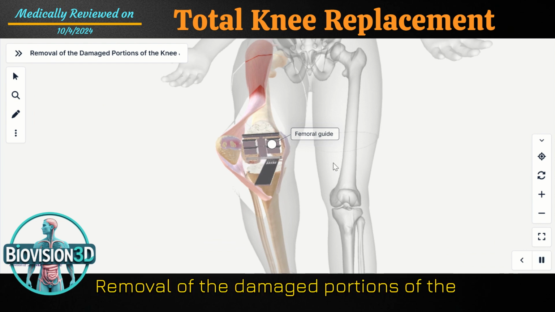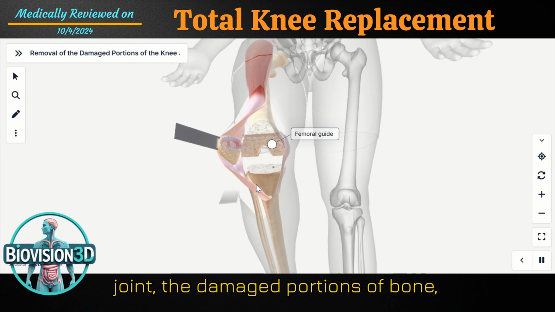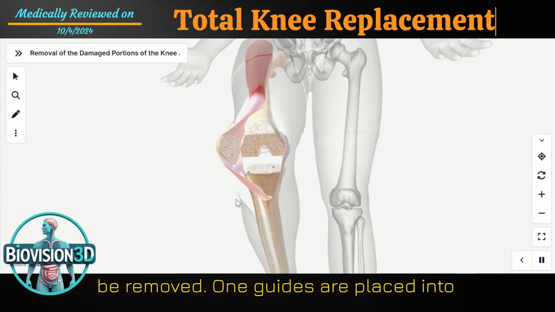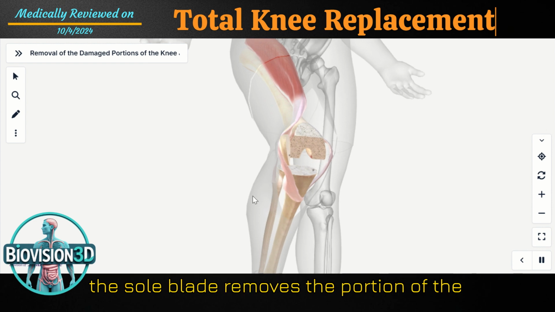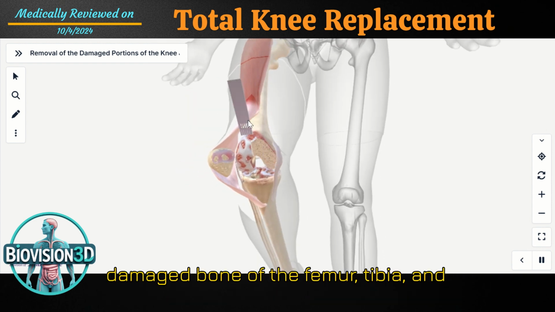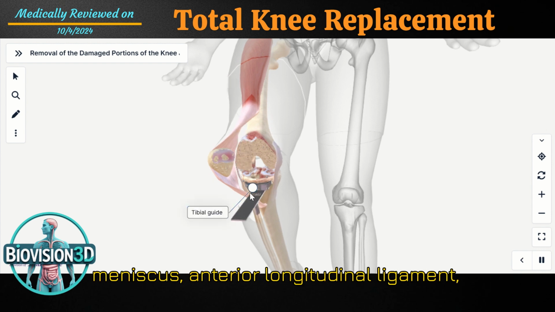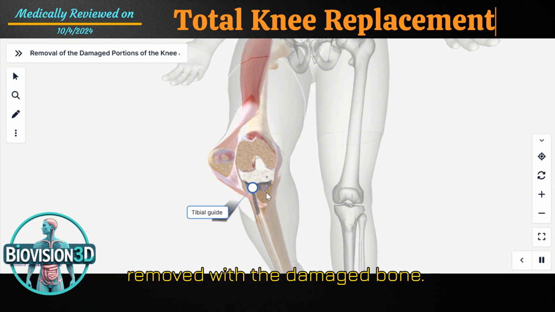Removal of the damaged portions of the knee joint. Before replacing the knee joint, the damaged portions of bone, cartilage, and the ligaments must first be removed. 1. Guides are placed into the femur and tibia. 2. Using the guides, the saw blade removes the portion of the damaged bone of the femur, tibia, and patella. 3. The medial meniscus, lateral meniscus, anterior longitudinal ligament, and posterior longitudinal ligaments are removed with the damaged bone.